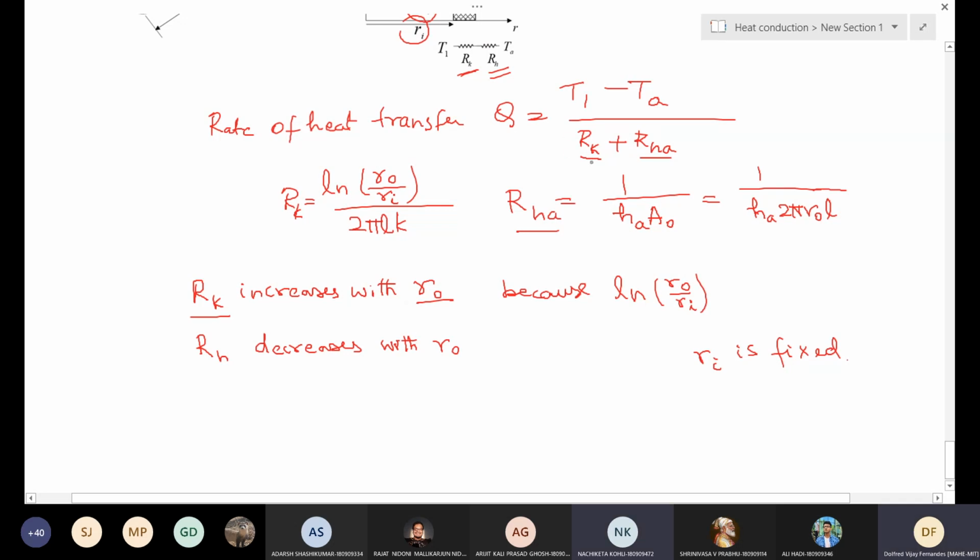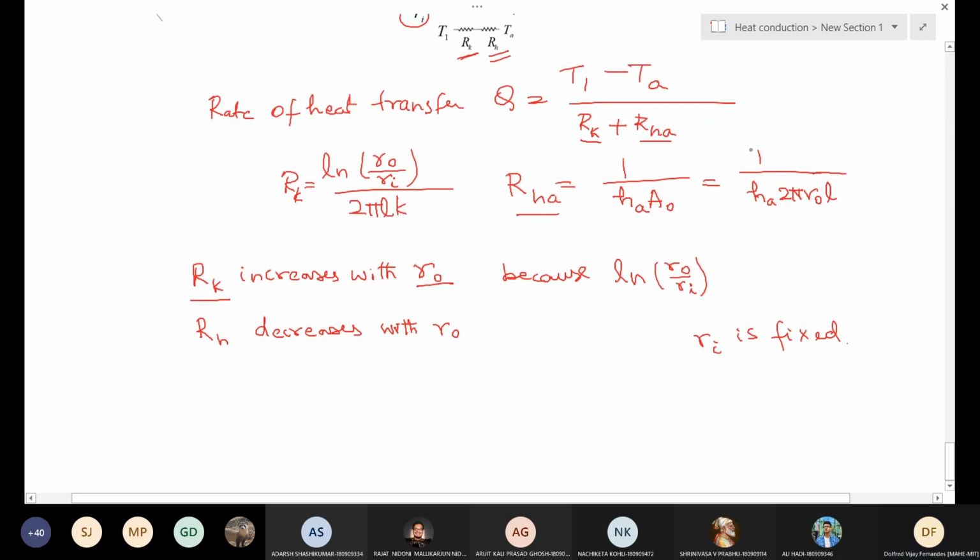But if Rk increases slowly, then Q will decrease, right? Yes, exactly. So I'll tell you slowly. If Rk increases more than RH decreases, then the total quantity also increases, so Q will decrease. But if the Rk increase is less compared to the RH decrease, then the total quantity will decrease. So Q will increase. Understand that? Okay. Yes, sir.